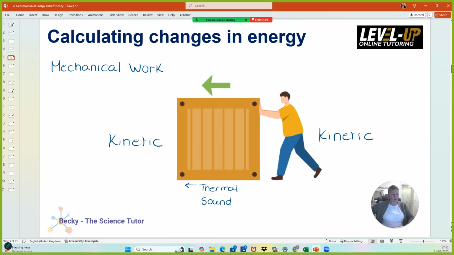Well, actually, how can I reduce that thermal and that sound? Because I don't need it to make a noise when I push the box across the floor. It's going to, but I don't need it to do that. Okay? Absolutely, yes. Lubrication would definitely help. The smoother the surface is, the less we're going to get, isn't it?